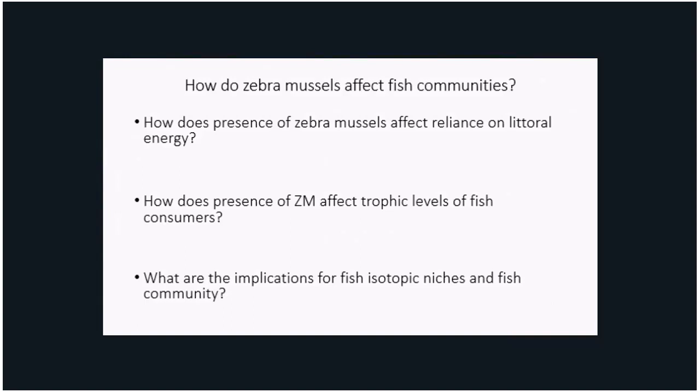So first, we wanted to see how the presence of zebra mussels affected reliance on littoral or nearshore energy sources. Also, how does the presence of zebra mussels affect the trophic levels of fish consumers, where they're feeding in the food web? And finally, what are the implications of both of these potential changes for fish isotopic niches and the fish community?